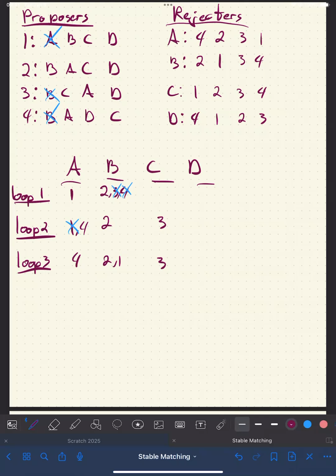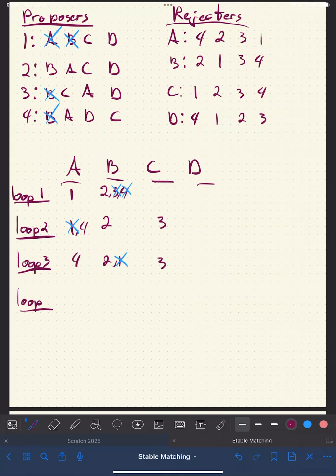Comes over there. And then the rejector says, okay, which is my favorite? B is the only one that has more than 1. And it likes 2 more than 1. So it's going to go ahead and cross 1 off of its list. Bummer for 1. 1's working its way down the list. It says, okay, I'm rejected by B as well. And now there's a new loop.